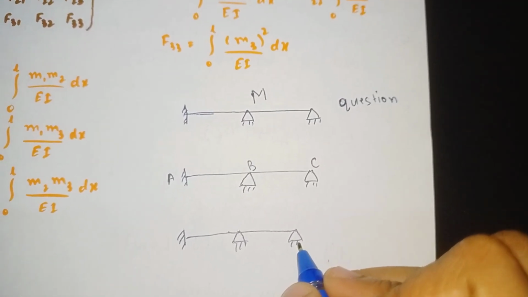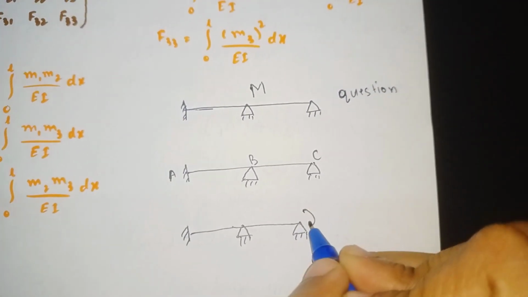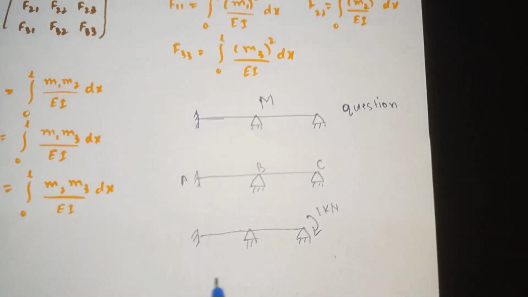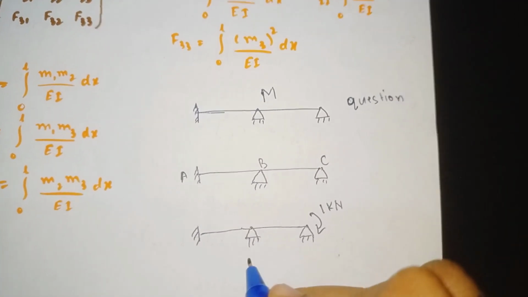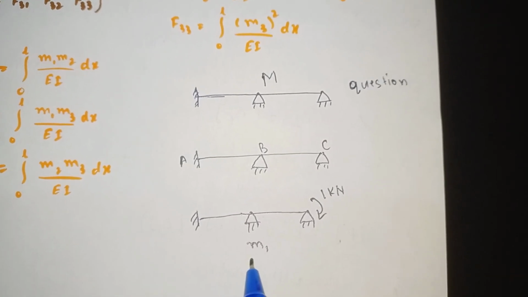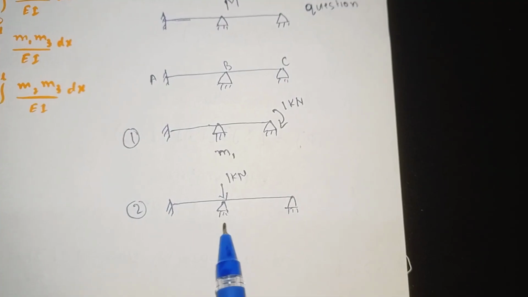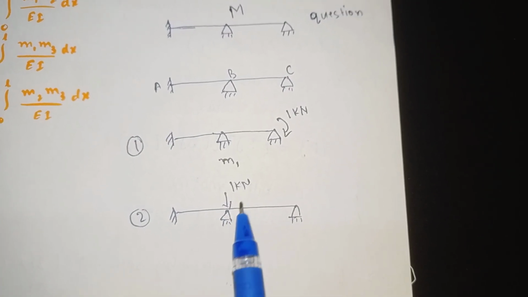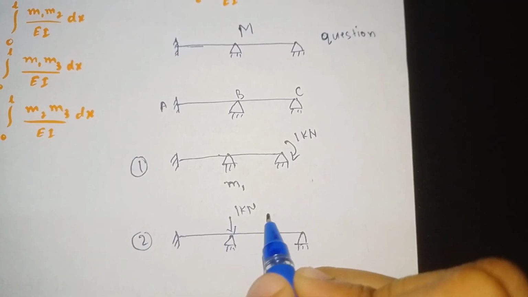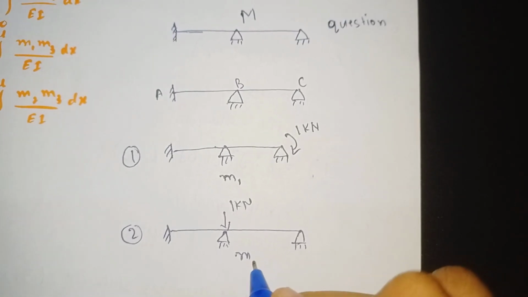If they ask to find the rotation at point C, then we need to apply the unit rotation at point C, 1 kilonewton. This structure becomes our M1, the diagram which we have redrawn. If they ask to apply the unit load at point B, then we need to do it like this. I have applied the 1 kilonewton unit load at point B. This structure is called M2.